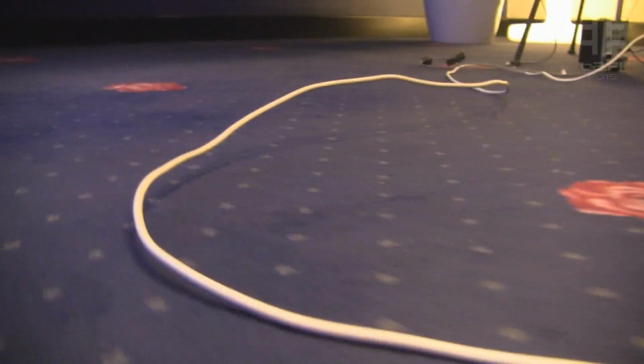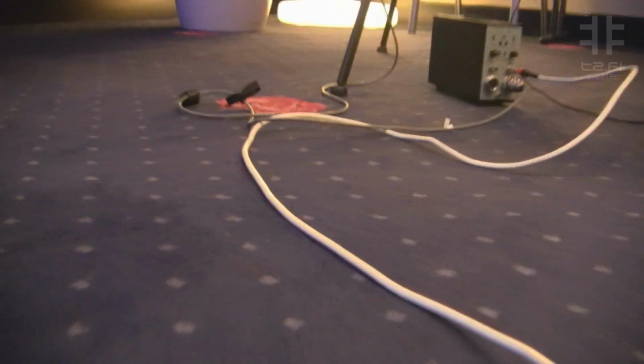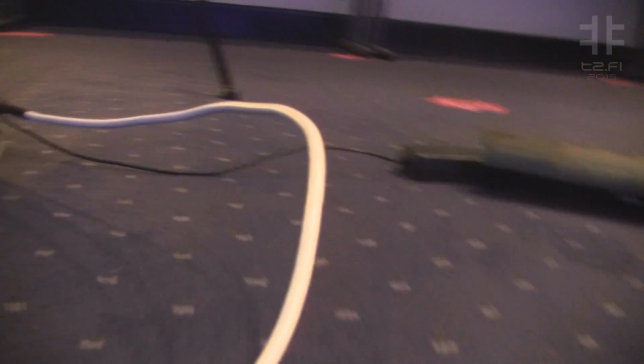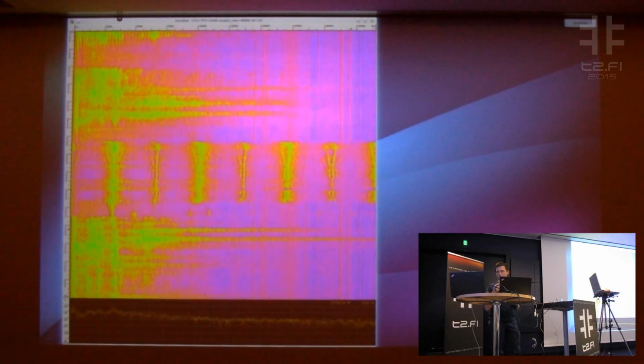Let's close that. And here is the leakage picked up by this microphone, visualized once again with the spectrogram. And here again, the time axis is the vertical axis. The frequency axis is the horizontal axis. So if I clap my hands, you can see it immediately on the screen. And if I use this whistle, you can see this line which corresponds to the frequency of this whistle.